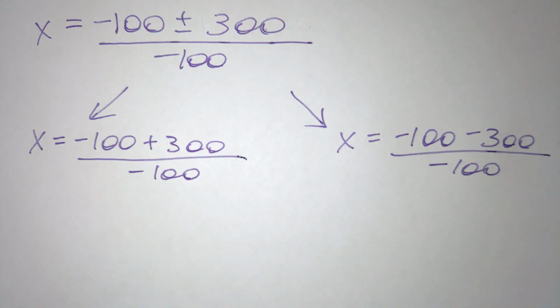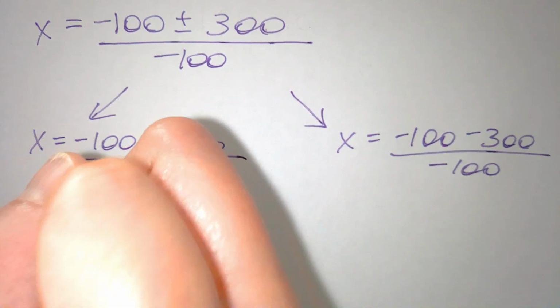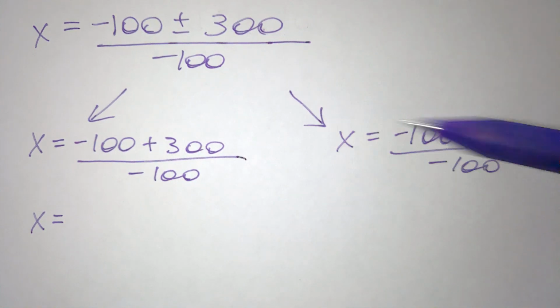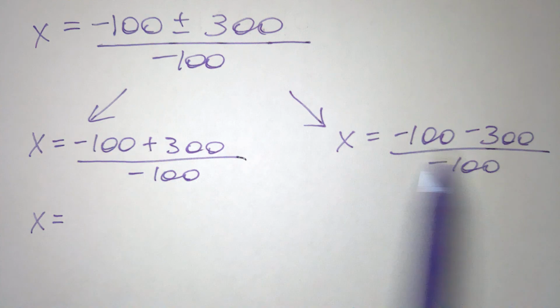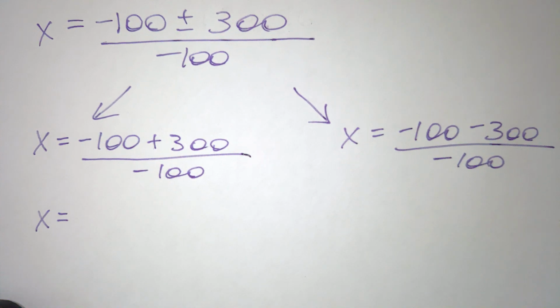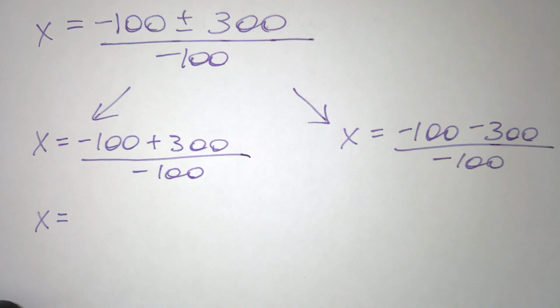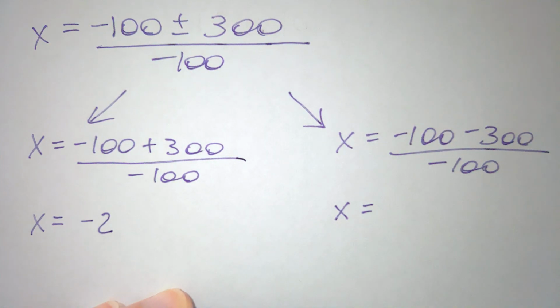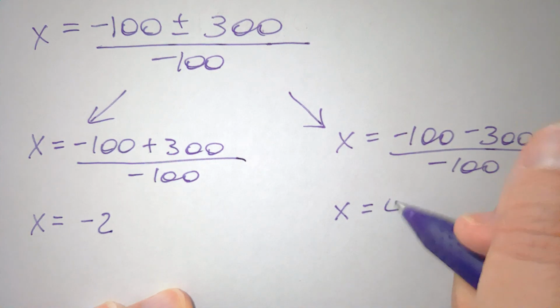So you're substituting the numbers into the quadratic formula. And once you figure out what that number is after the radical, then you can break your answer into the two parts, one plus, one minus. So negative 100 plus 300, and when you divide it by negative 100, you get negative 2. On this side, negative 100 minus 300, and then divided by negative 100, you get 4.